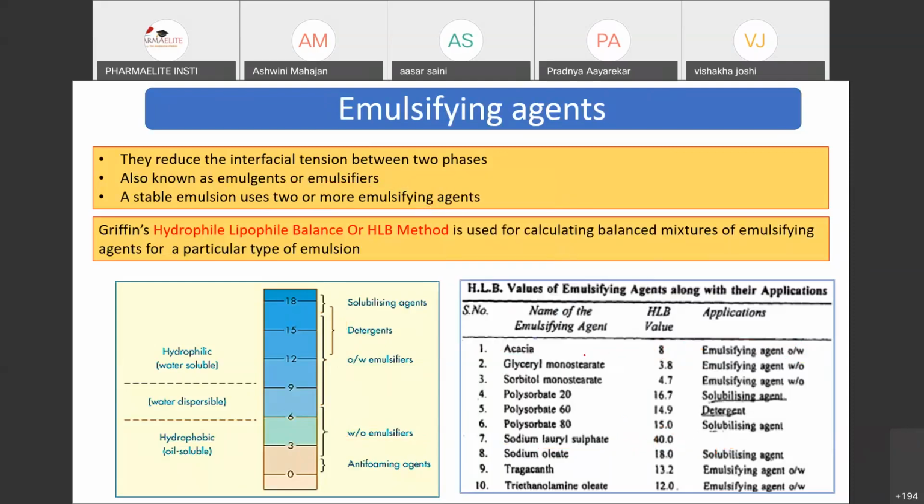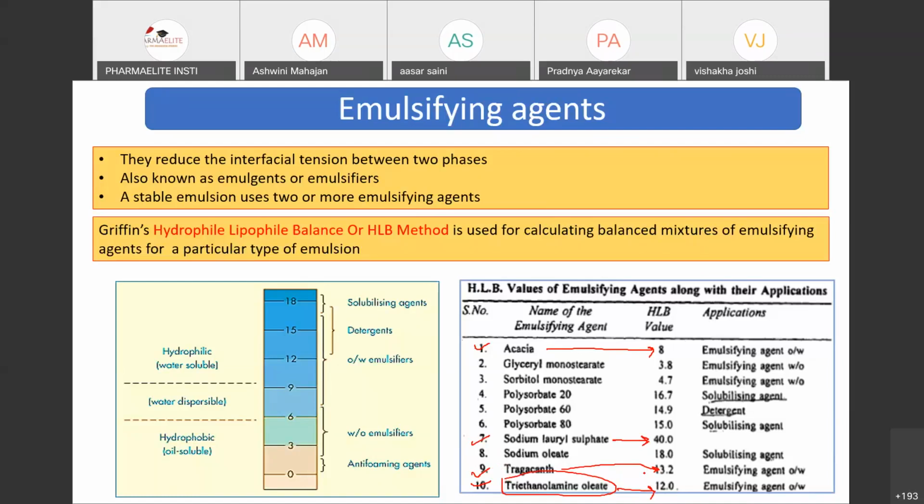So till date, whatever question has come is straightforward: the HLB value of acacia is, the HLB value of tragacanth is, the HLB value of sodium lauryl sulfate is. We have to recall the values of these three things. HLB value of acacia is 8, HLB value of tragacanth is 13, and HLB value of sodium lauryl sulfate is 40. Okay till here? Easy. Remember acacia, remember tragacanth, remember sodium lauryl sulfate. HLB value of triethanolamine oleate is also on the higher side, at 12. It is just below tragacanth, triethanolamine. They both are around 12-13. Okay? Till here it is easy.